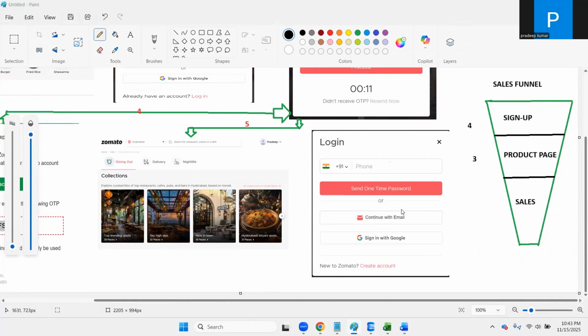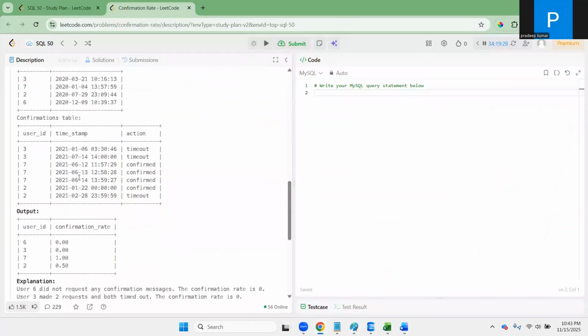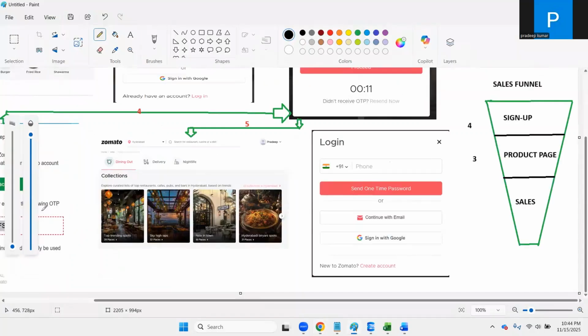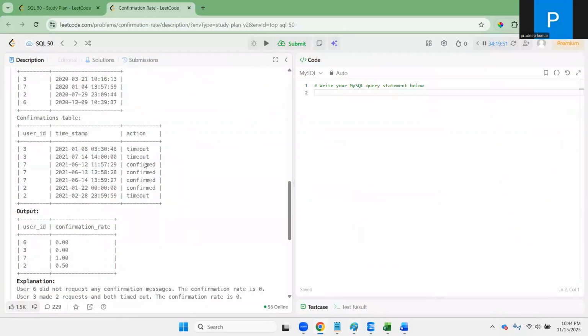That's their plan. For example, if you see the user, he entered the Zomato page. He tried two times and failed two times. Okay, out of two tries, there are two failures, so he was unable to enter the product page because of some kind of issues in between. So the denominator is two.